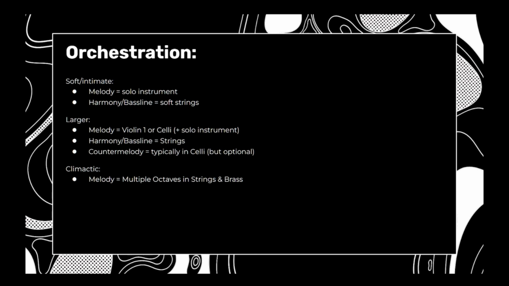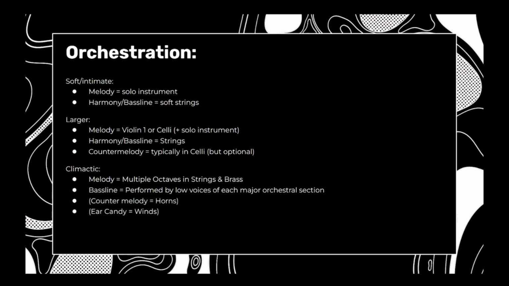The bass line is represented by the low voices from each major section of the orchestra, and then you can have the horns perform a counter melody and even use the woodwinds to add some movement and ear candy if you'd like.